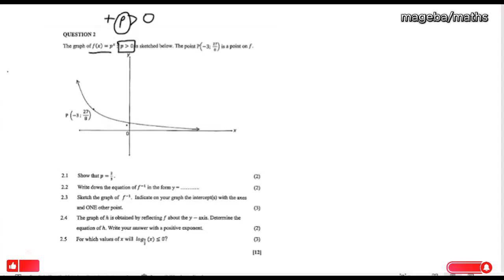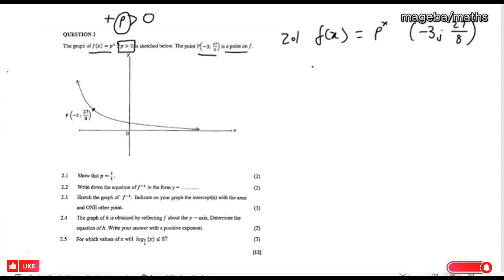And now in the sketch below, which is this function here, we have a point where negative 3 maps to 27 over 8, and this is a point on f, which is this point right here. Then we have question number 2.1. It's saying show that p is 2 over 3. Now we have a function f of x where we have p to the power x, where we have a point where negative 3 maps to 27 over 8.